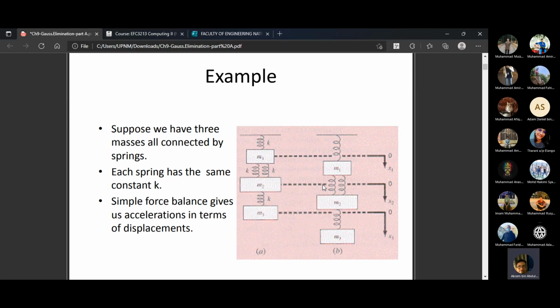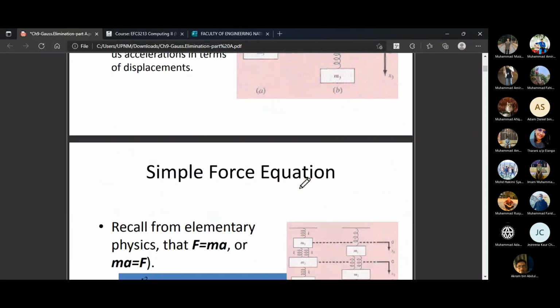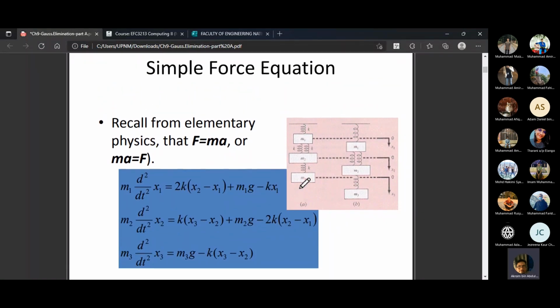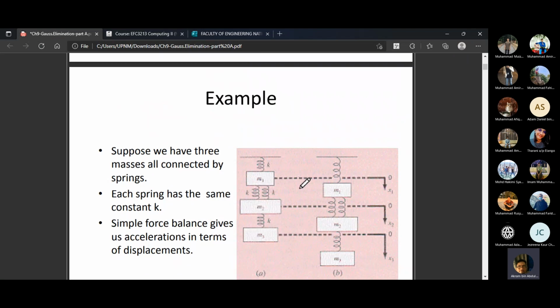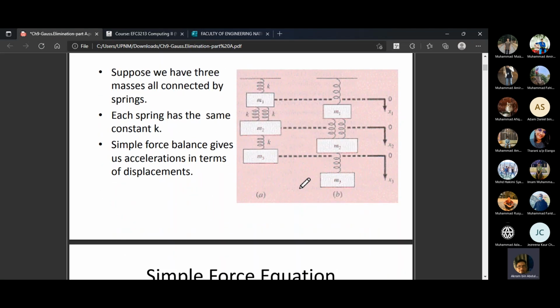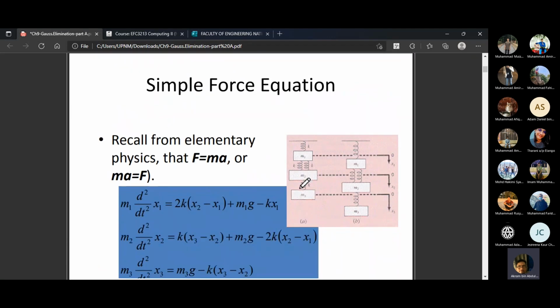For each mass, we can calculate the displacement. So x1 is the displacement for M1, x2 is the displacement of M2, and x3 is the displacement of M3. So how can we model this kind of example? Okay, so we start off with a basic theory.